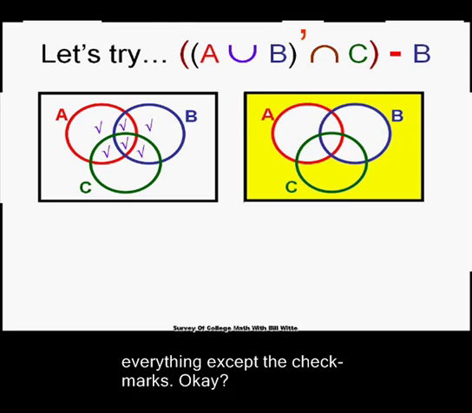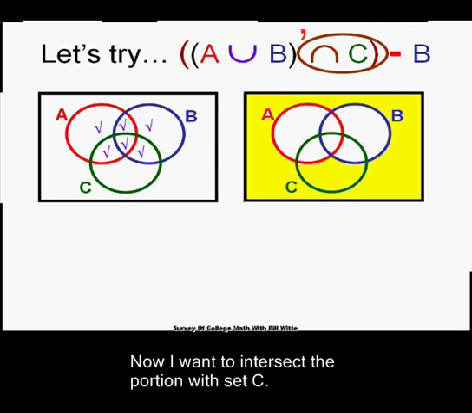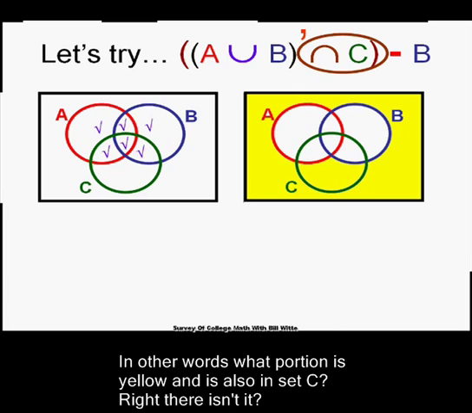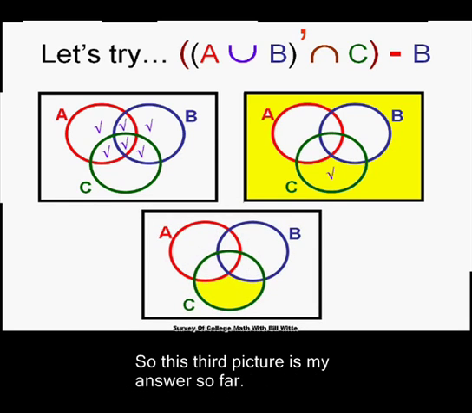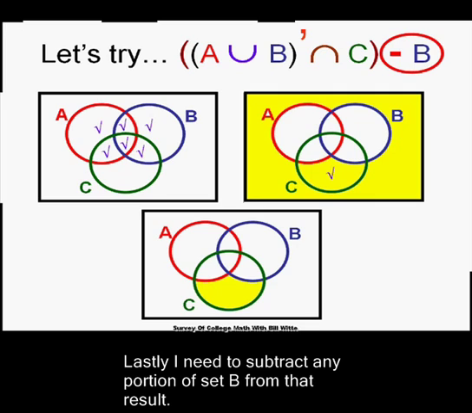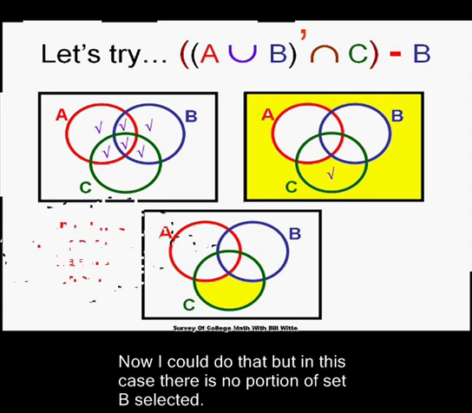Okay? Now I'm going to intersect that portion with C. In other words, what portion is yellow and is also in C? Right there, isn't it? Okay? So I'm guessing that's my answer so far. I got one little bit, and I'm supposed to subtract any portion of B from that. And I could do that.